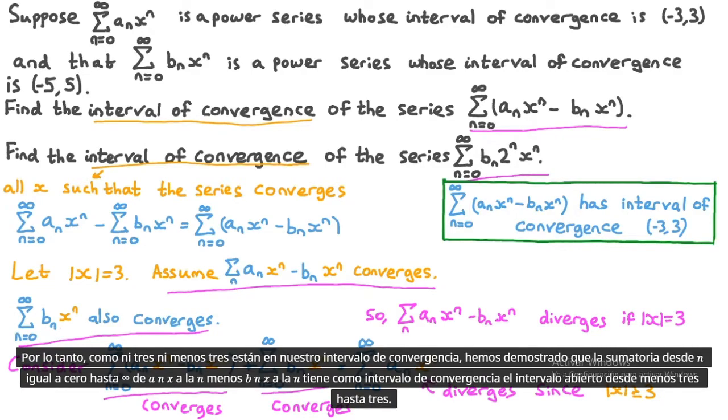Therefore, since neither 3 nor negative 3 are in our interval of convergence, we've shown that the sum from n equals 0 to infinity of a_n x^n minus b_n x^n has the interval of convergence, the open interval from negative 3 to 3.